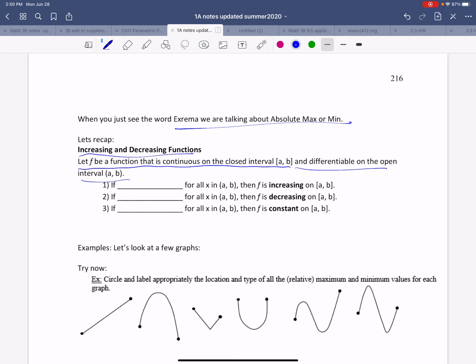So if f prime of x is positive for all x in (a, b), then f is increasing. How can we say the function is increasing based on the derivative? If the derivative is positive, then the function is increasing. If the derivative is negative, less than 0, the function is decreasing. If the derivative is 0, the function is constant. Let's take a look at a few examples.